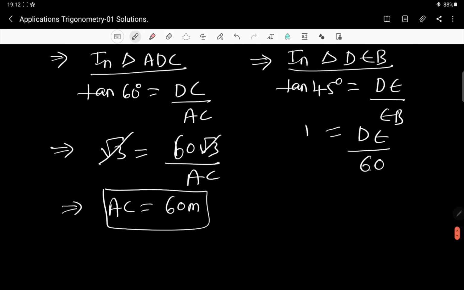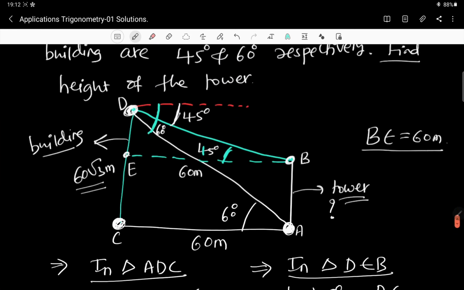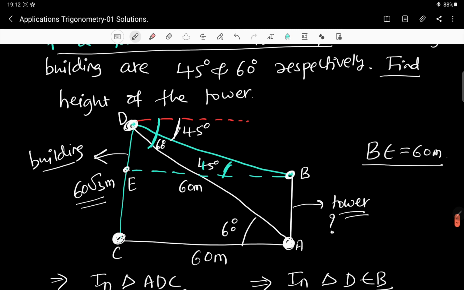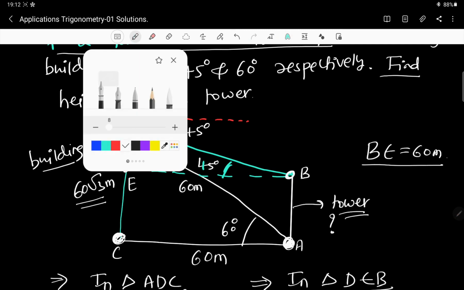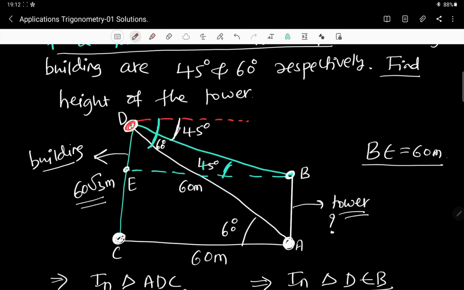Already you have agreed. So I send this 60 to that side: 60 is equal to DE, or DE is equal to 60 meter. So this is like 60 meter DE, D to E, this point. Let me make it red so that you are able to see that. So this is like D to E.